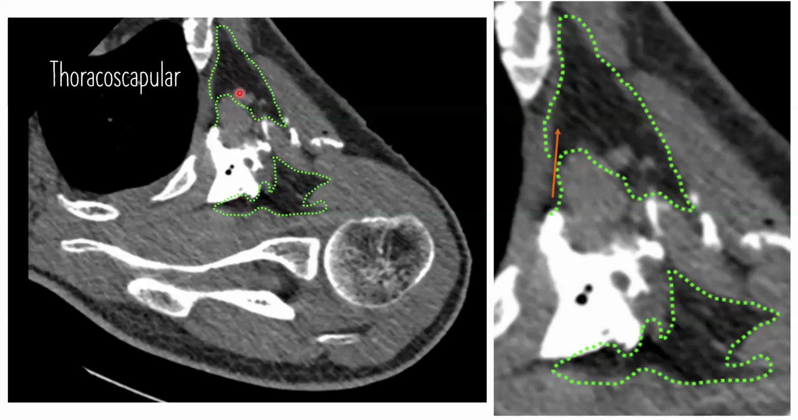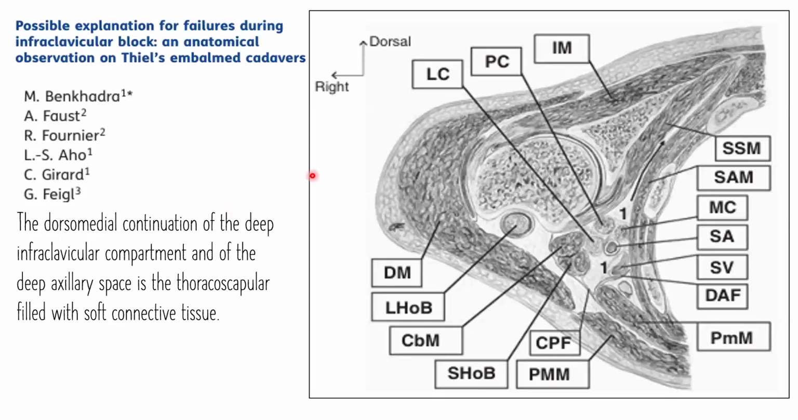So if you find that, as I mentioned earlier, these are the same space, and this is called the thoracoscapular space, and this is very well mentioned by my friend George Fiegel. Now these hypoechoic spaces have been defined. Look at this, the same thing.